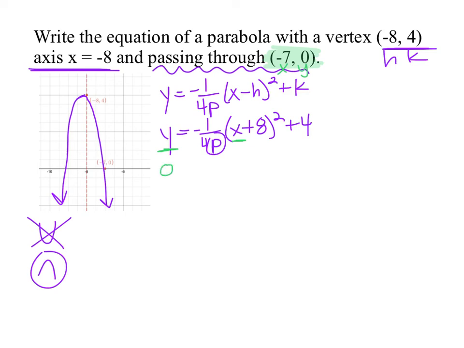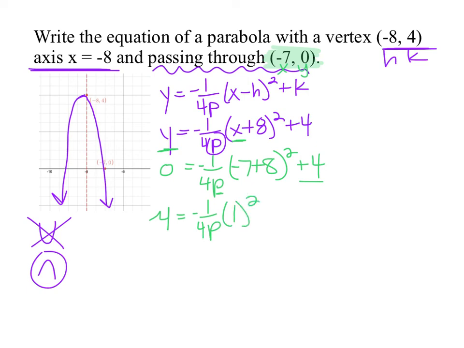So y is 0 equals negative 1 over 4p, x is negative 7, plus 8 squared, plus 4. So notice now the only variable left is p, so we have to solve for p. So first let's subtract 4 from both sides. So negative 4 equals negative 1 over 4p. Negative 7 plus 8 is 1 squared. Then, okay, 1 squared, negative 1 over 4p times 1 is just going to be negative 1 over 4p. So we have negative 4 equals negative 1 over 4p.